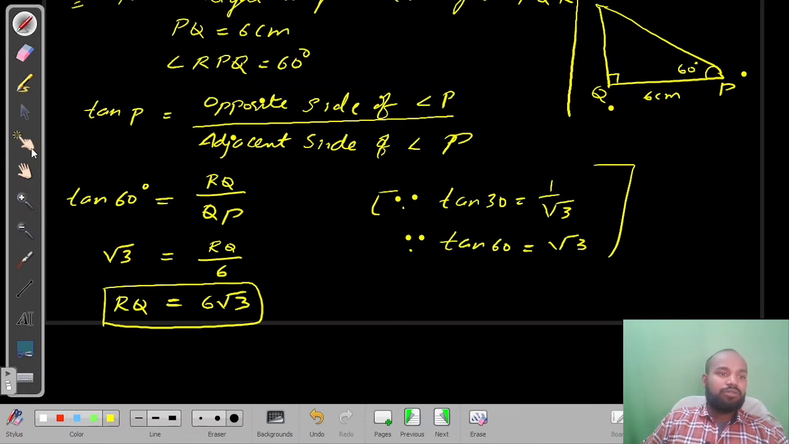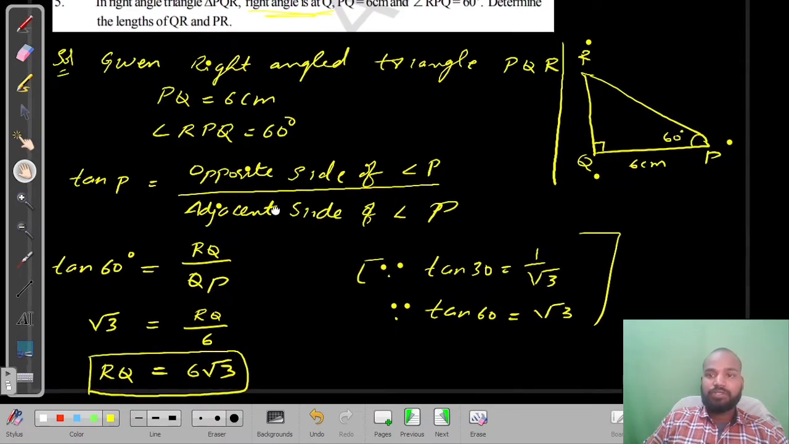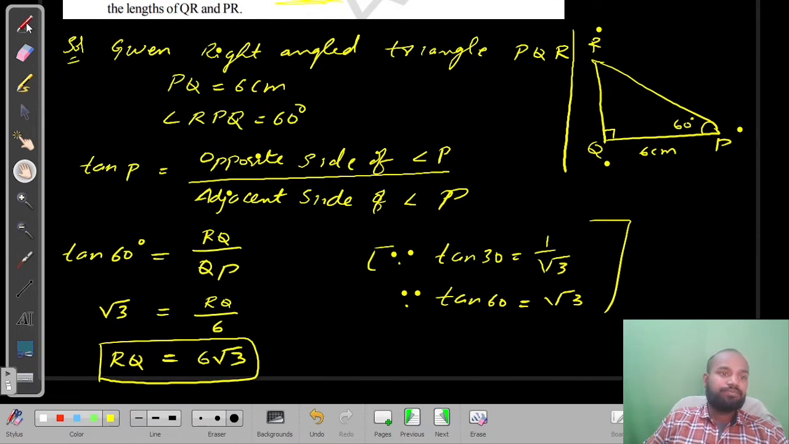So what is our RQ? RQ is 6 root 3. This is our 6 root 3. Don't confuse here, this is 3. Now we have to find the RP value. To find the RP value, what do we have to use?